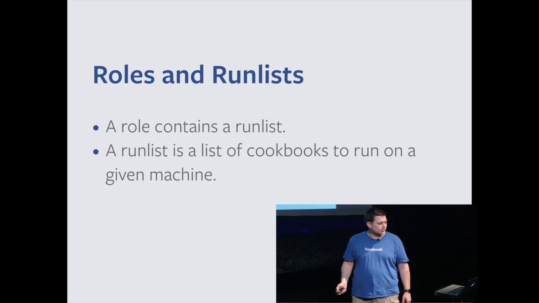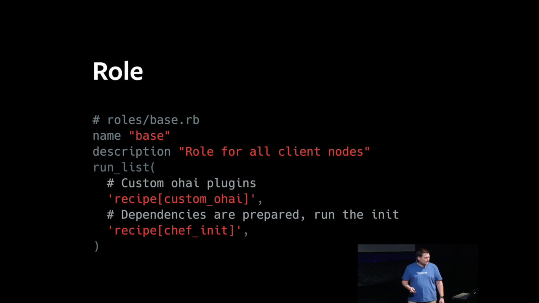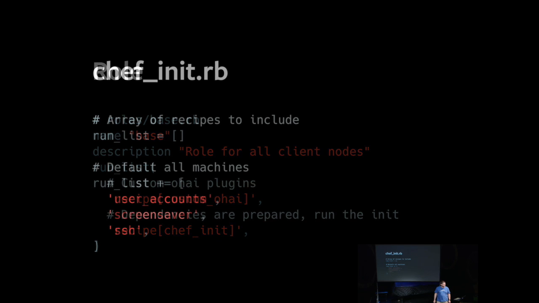Let's look at a simple role. This role has a name, description, and run list. You tell a client that this is the role to use, and it will run all the recipes that are on the run list listed in there. In this case, we're adding custom Ohai plugins, which is how you gather data about a node. And we're also running something called chef init, which is a recipe that includes other recipes. So it's dynamic, essentially. It allows you to have one place that you can scope things and tell it how to do what it needs to do.